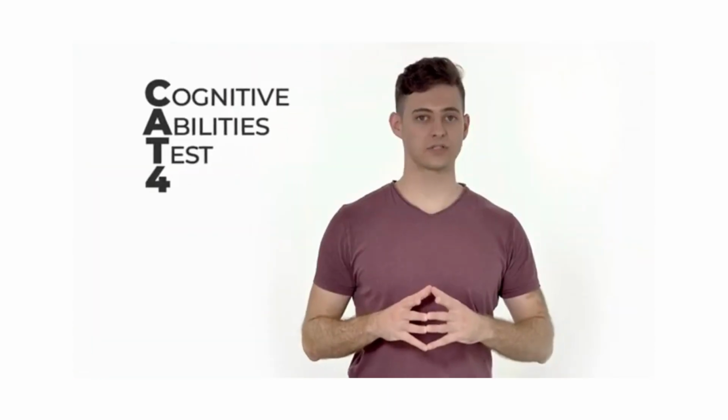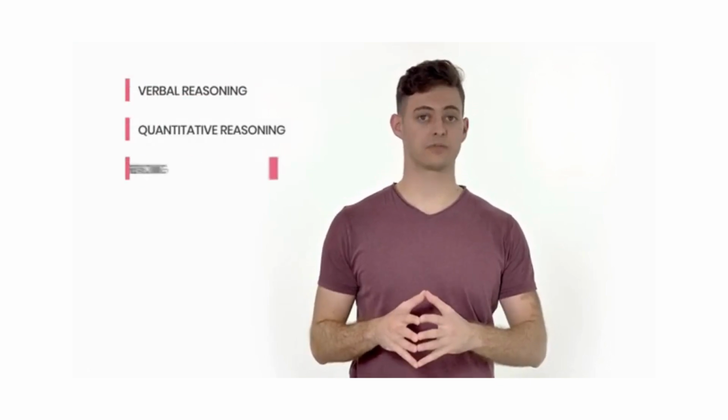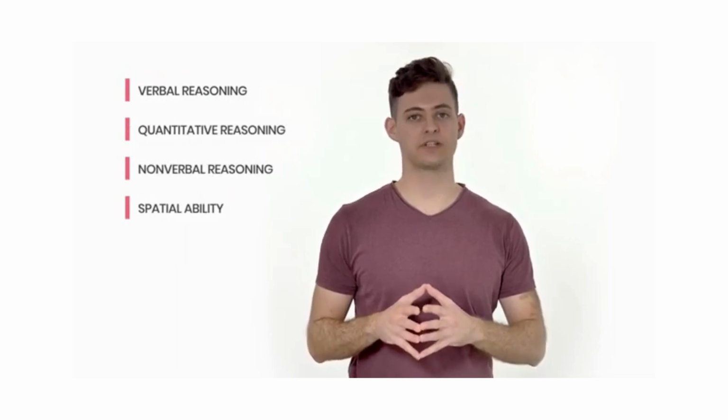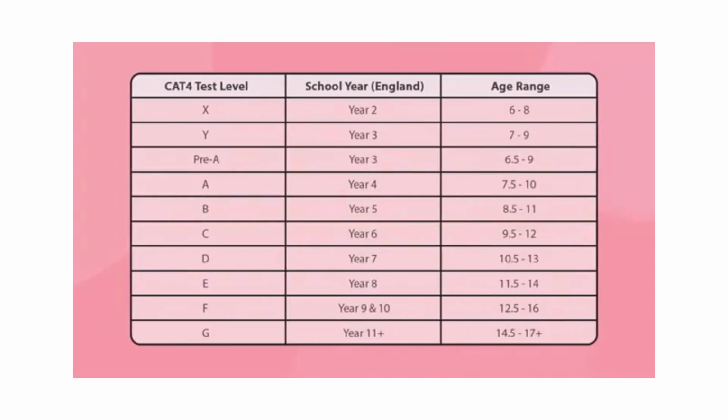The CAT4 is a multiple-choice test designed primarily to measure reasoning skills while demanding only basic reading and math skills. There are 4 batteries on the test: verbal, quantitative, nonverbal, and spatial, and each one is divided into 2 sections. The CAT4 has 10 levels, each aimed at a different age group. This video will focus on levels A to G, which share the same test format, each level presenting more challenging questions than the previous one. Let's dive into each of the test sections.